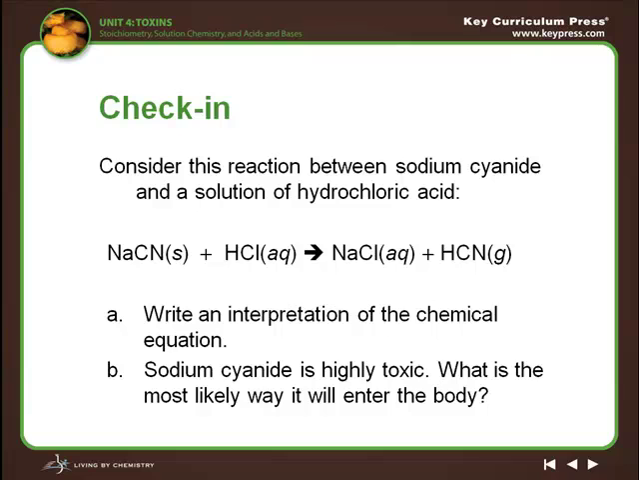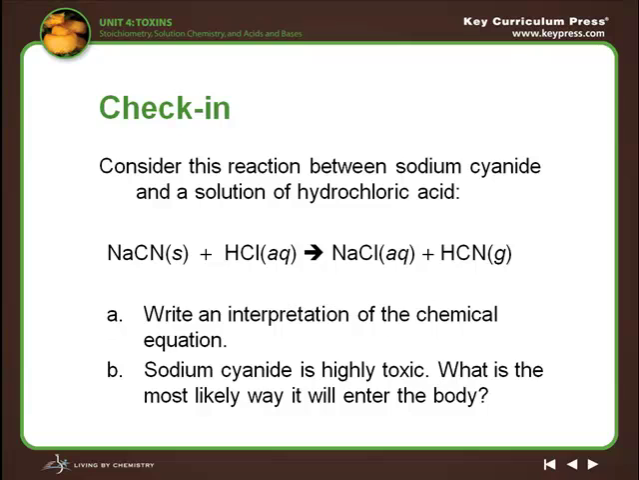Hydrogen cyanide gas. Now, since it's a gas and not aqueous, it is not cyanic acid. Hydrocyanic acid: if it was aqueous, it'd be hydrocyanic acid. But since it's a gas, it's called hydrogen cyanide. Now, this substance here, sodium cyanide, is highly toxic.